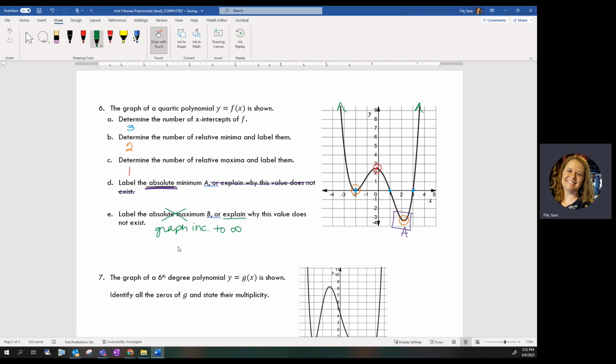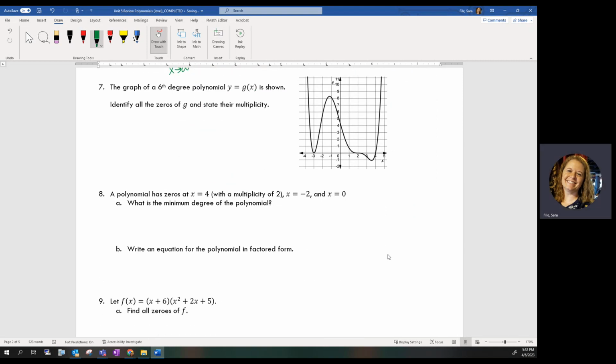You could say the end behavior, both the left and right are rising, or you could write it in limit notation. You could say the limit as x approaches infinity, f of x approaches infinity. So if f of x is going to infinity or negative infinity, then that means there won't be an absolute maximum, or if it was negative infinity, there wouldn't be an absolute minimum. So that's my explanation.